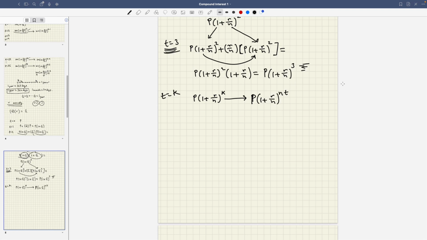N times T. And why is that? Because remember that in 1 year, one year was broken into n segments. So every year is going to have n segments. So if you have 1 year, you're going to multiply it by 1 because you have n compoundings in 1 year. And in 2 years, you're going to have twice as many. So you're going to multiply it by 2.